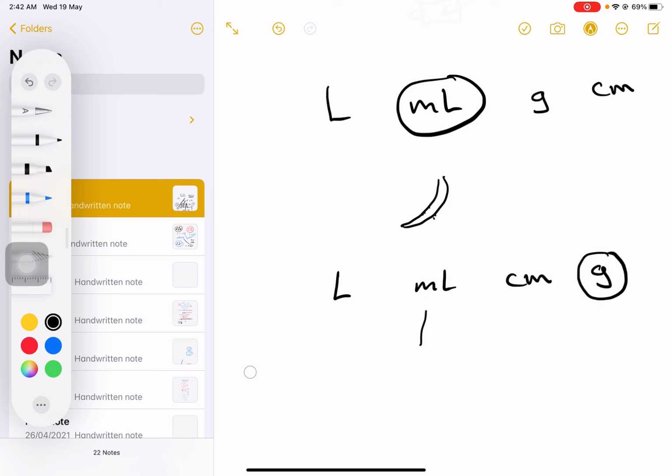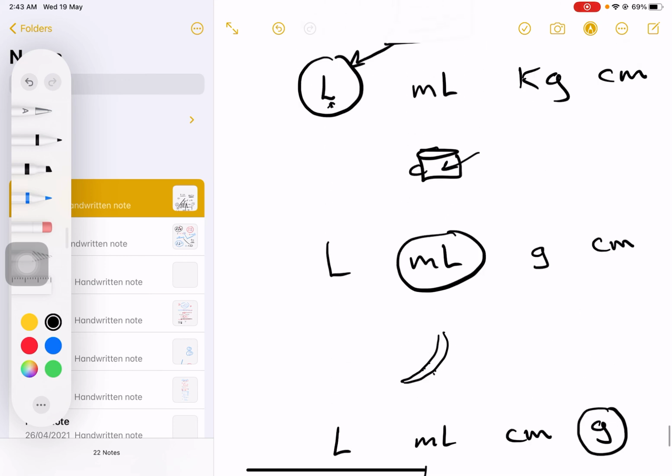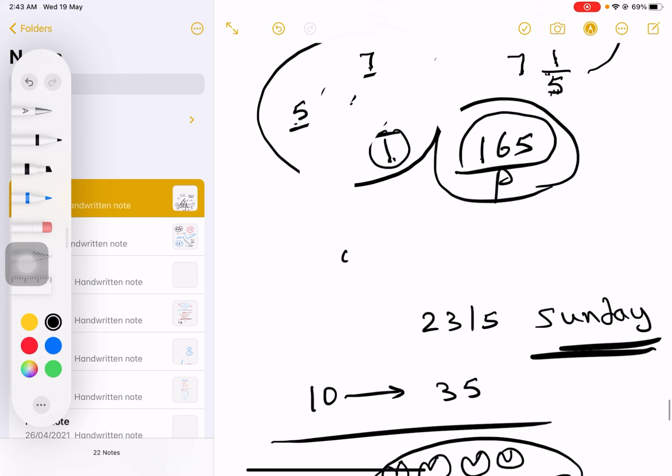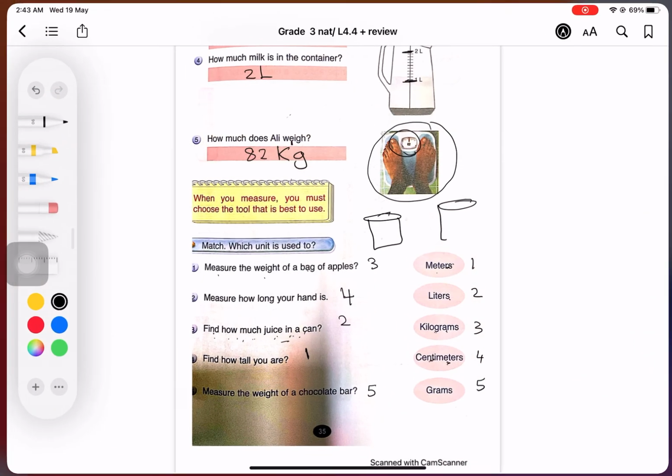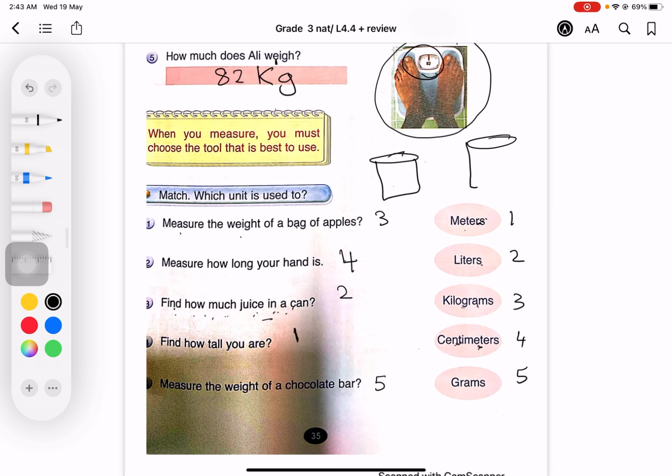For example, if I draw a banana and ask you to measure the weight of this, will you write it in liter, milliliter, centimeters or grams? Of course, it will be in grams because it's small. But look at the apple. When you measure the weight of the apple, you are using kilograms. So you should take care of the units. Okay, so let's go back.